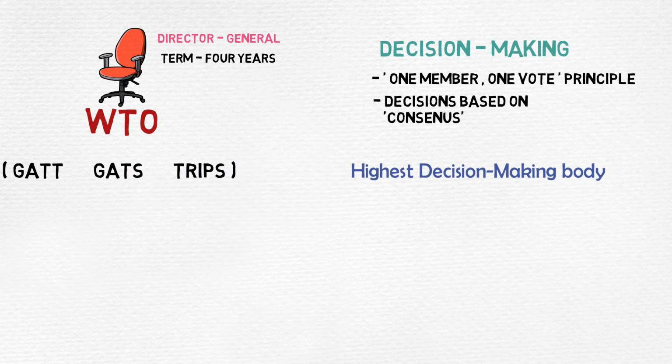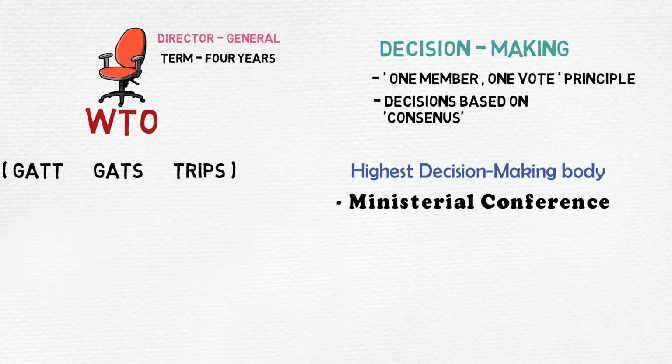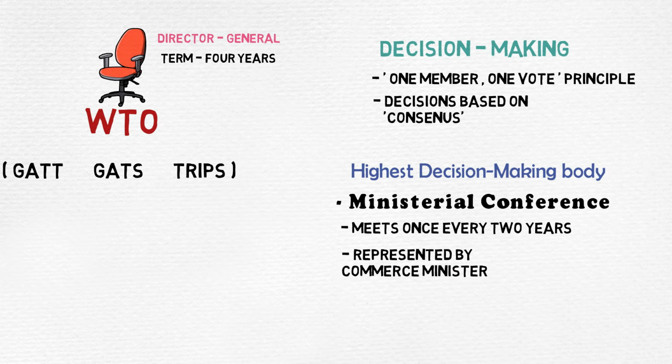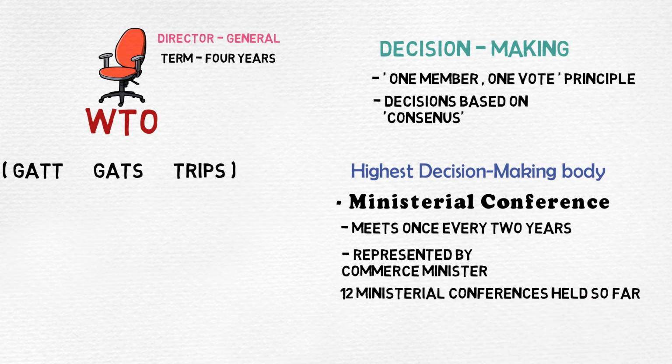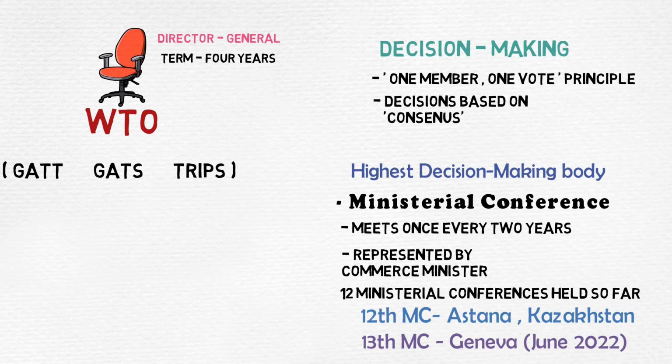The highest decision-making body in WTO is the Ministerial Conference. It generally meets once every 2 years. Each member country is represented by its Commerce Minister. Till now, 12 ministerial conferences have been held. The 12th was held in 2020 in the city of Astana in Kazakhstan. The 13th ministerial conference is slated to be held in June 2022 at Geneva.